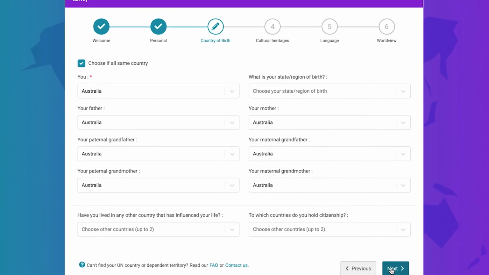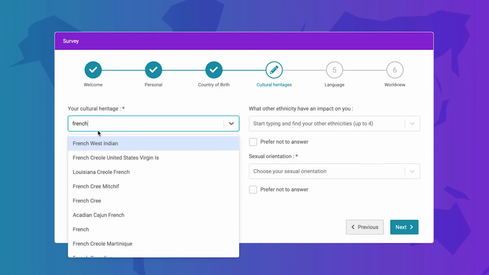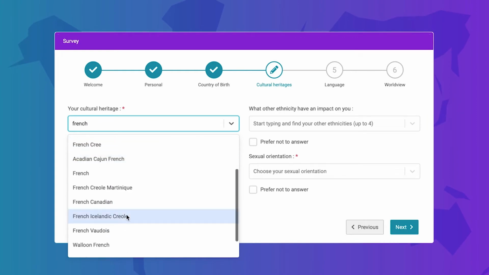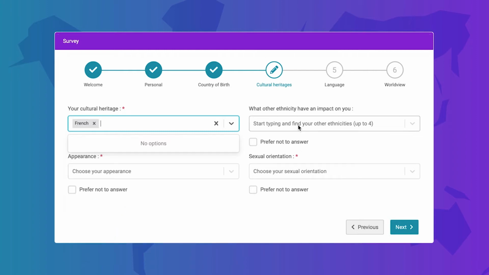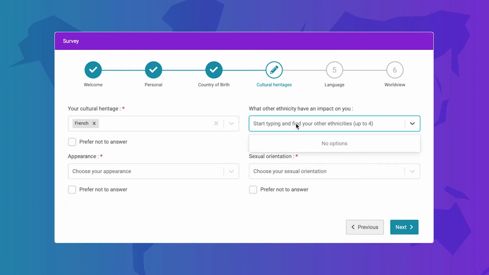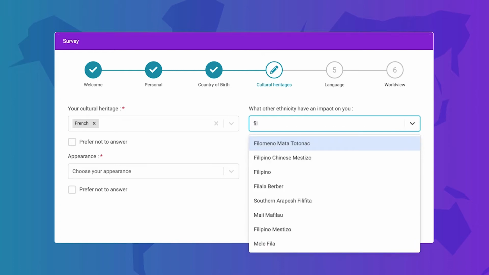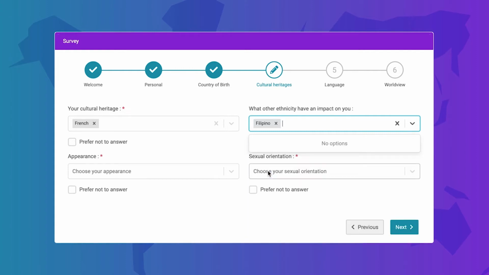The second aspect then is to look at the cultural heritages. So if we look at this example here for French, there are over 15 different types of cultural heritage that relate to being French. And then we can also start to look at areas that may have impacted us. So maybe this French person lived in the Philippines, and that's had a major impact in the way they think about culture, and they might want to include that as well.